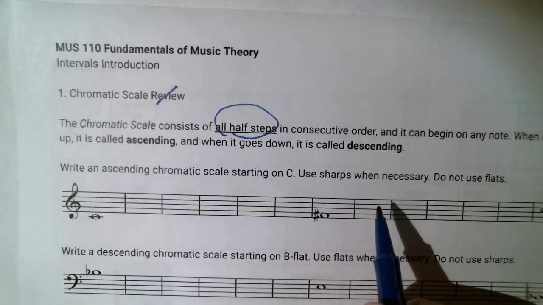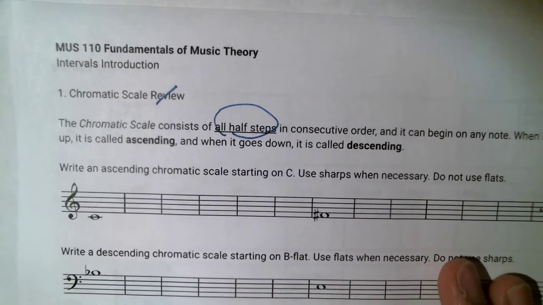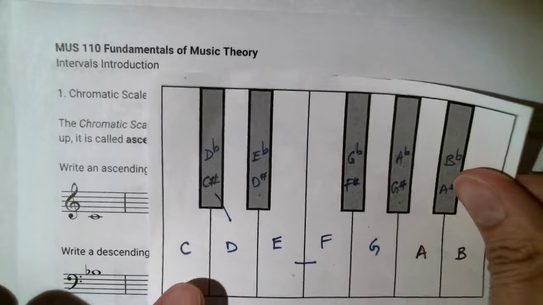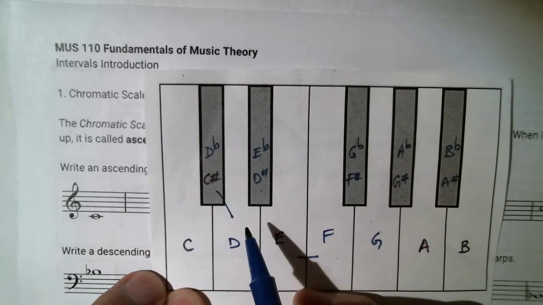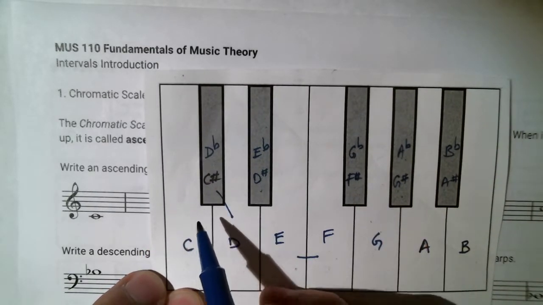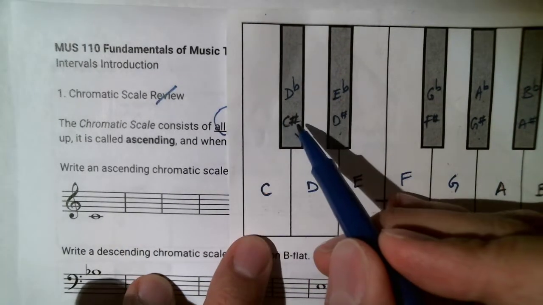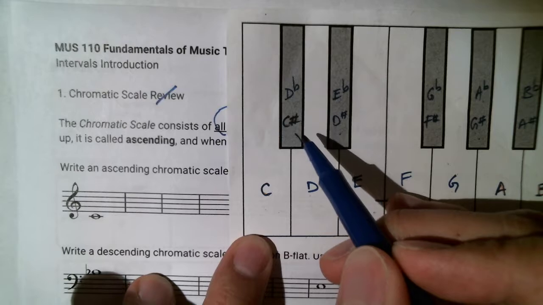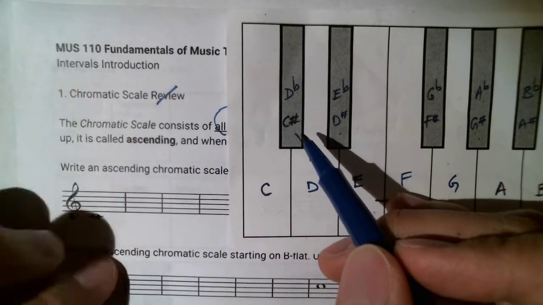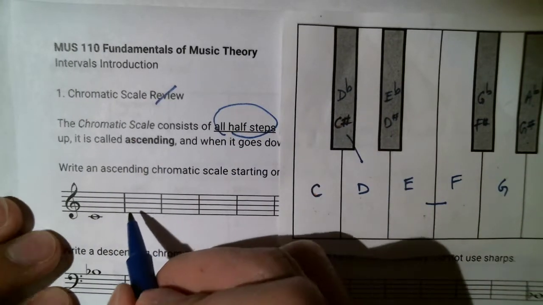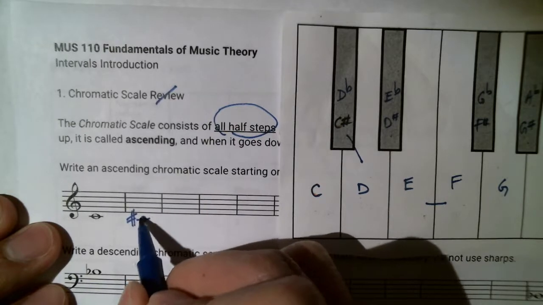When we're going up, it's called ascending. We're going down, it's called descending. And as always, when you're talking about half steps, always refer to your piano keyboard chart or an actual keyboard. So for example, from C, the next note up would be a half step up, which would be this key. And when we're doing an ascending chromatic scale, I'm only going to use sharps. So the next note would be C sharp.